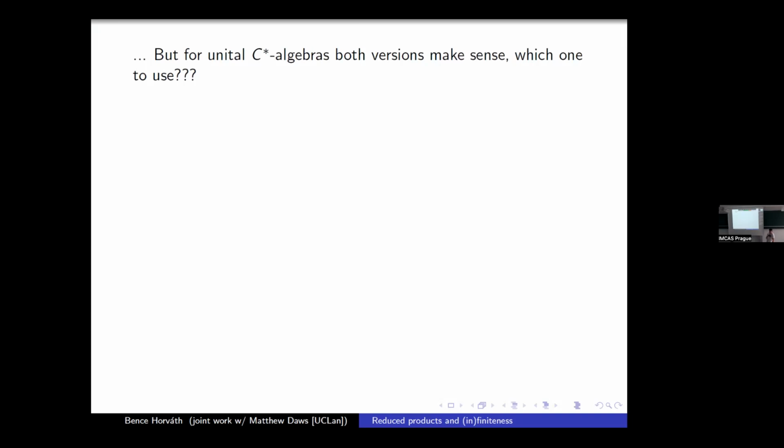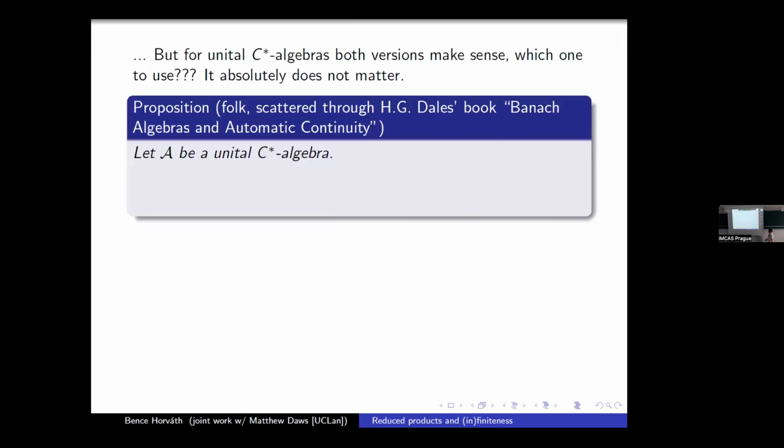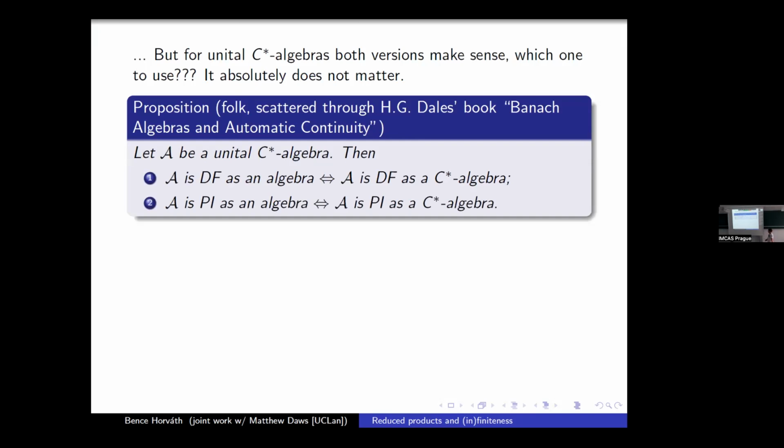But of course, the purely algebraic definition makes sense for C-star algebras as well. So what do you do? Which one do you pick? It turns out that it totally doesn't matter because they are completely equivalent to each other. I couldn't find one reference proving this, but I'm sure there are many. But for example, in Davidson's book, these results are scattered through. So it turns out that, for example, if you have a C-star algebra which is Dedekind finite as an algebra, then it is Dedekind finite as a C-star algebra and vice versa. And the same thing with proper infiniteness. So these algebraic and C-star notions are completely equivalent to each other.